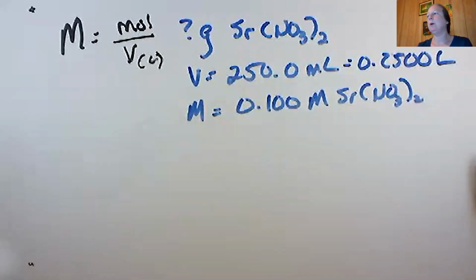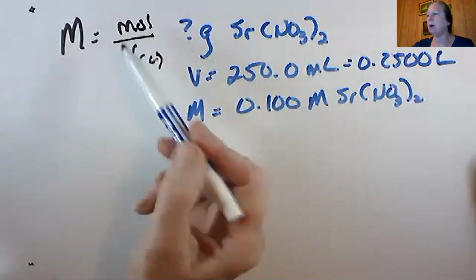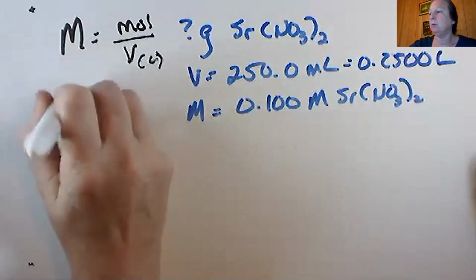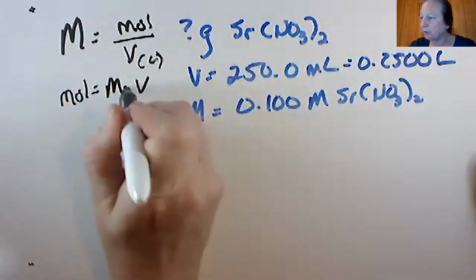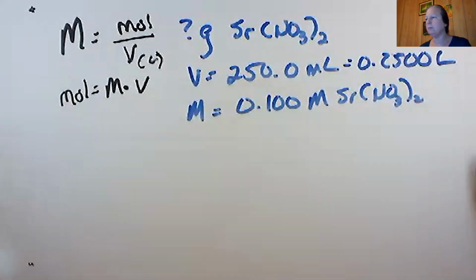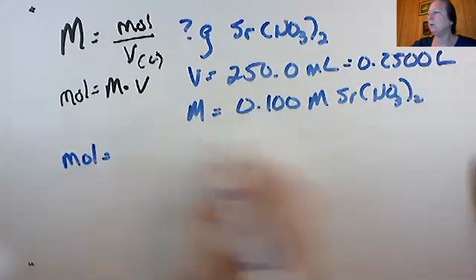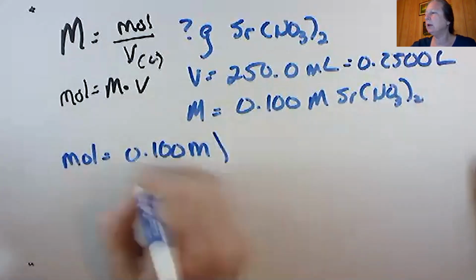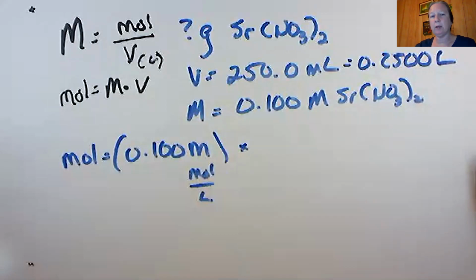So we want grams. Well, we can't get to grams directly, right? Our equation here doesn't solve for grams, but it does solve for moles. And you know you can get from mole to grams. So we're going to rearrange to solve for moles. That's a times. So let's do that first. So the moles equals molarity, 0.100 moles. And again, if you want to use units, the unit for this is moles over liter. So you can see how it cancels out.